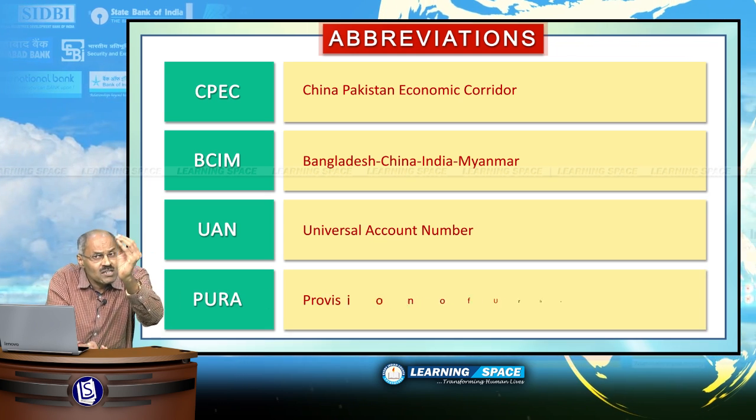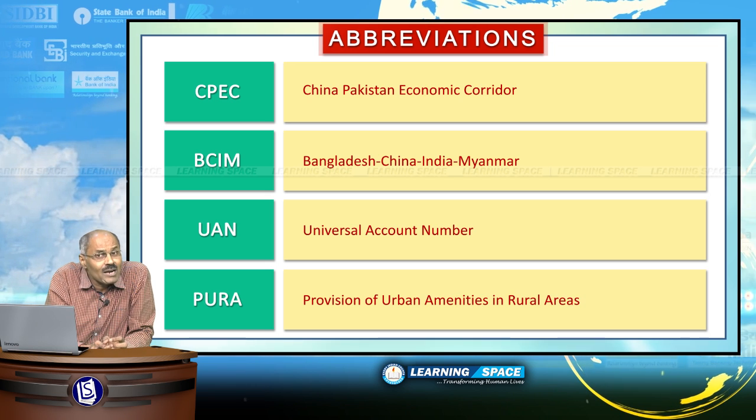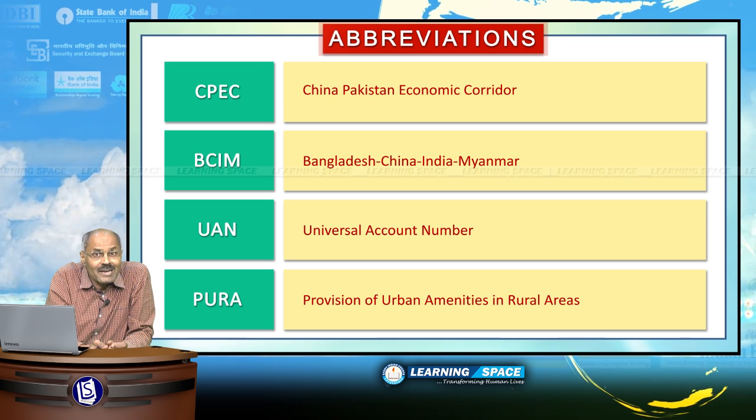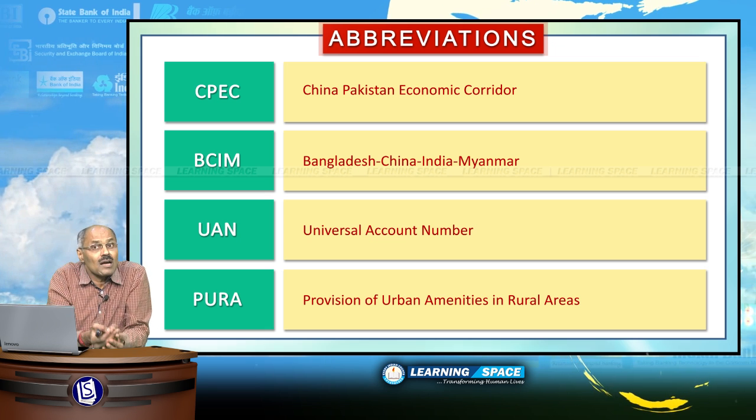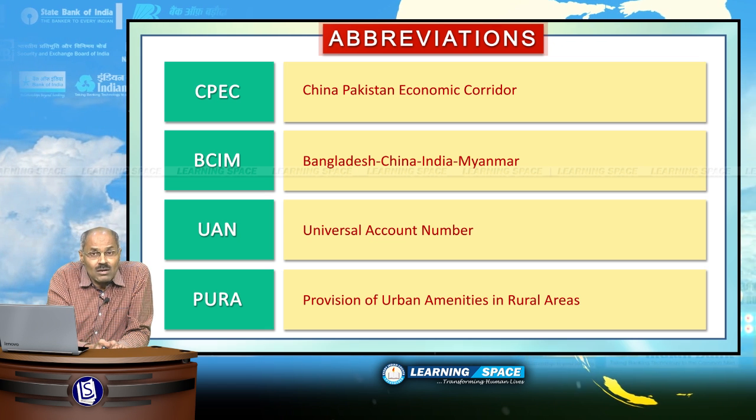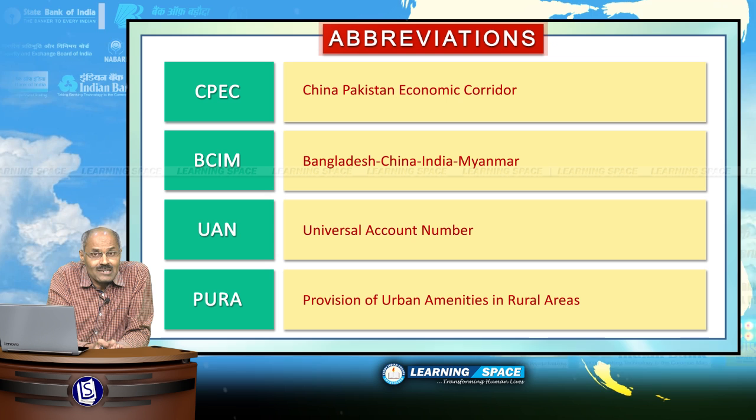Look at the next one, PURA. This is the provision of urban amenities in rural areas. This is the brainchild of APJ Abdul Kalam, but it could not take off on the expected lines.